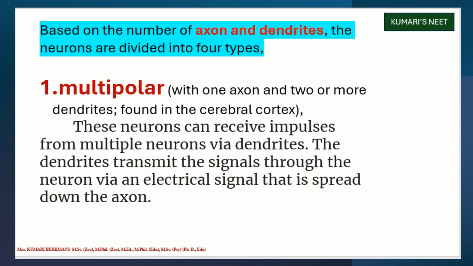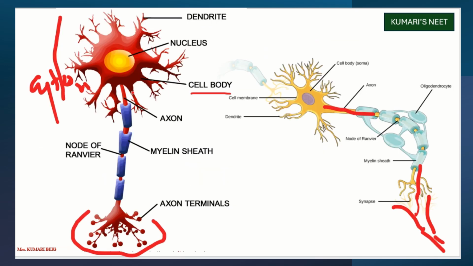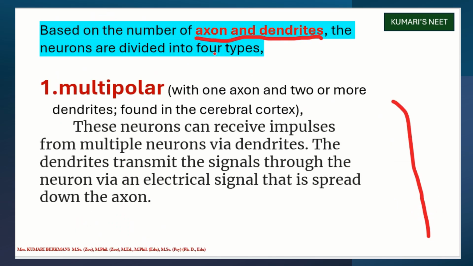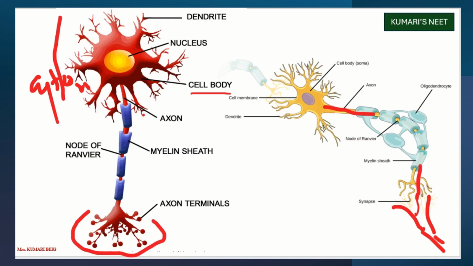And now come to the next part. Based on the number of axons as well as dendrites, axon means this is the axon, the long process, and these are the dendrites. So according to the number of axons as well as dendrites, the neuron is divided into four types. First one is multipolar. What we have seen here is the multipolar neuron.